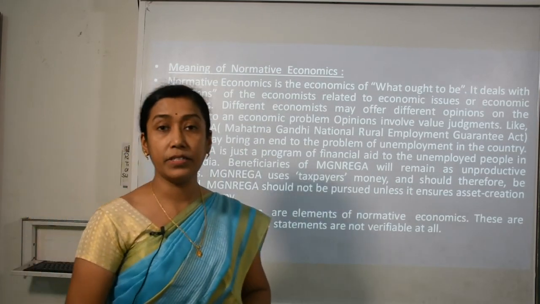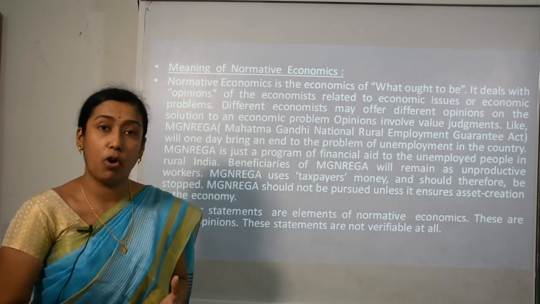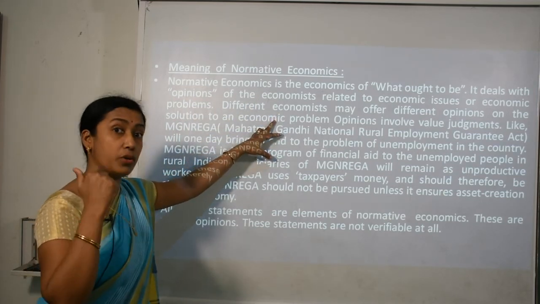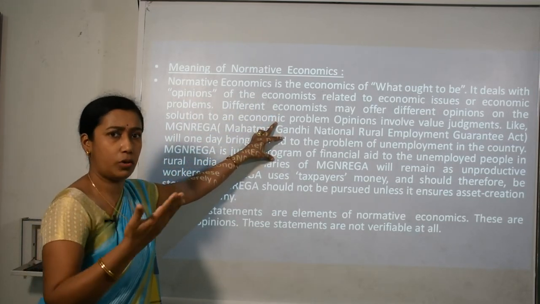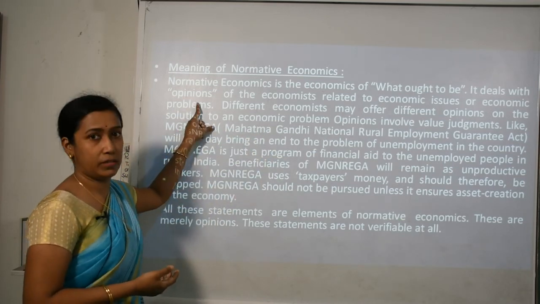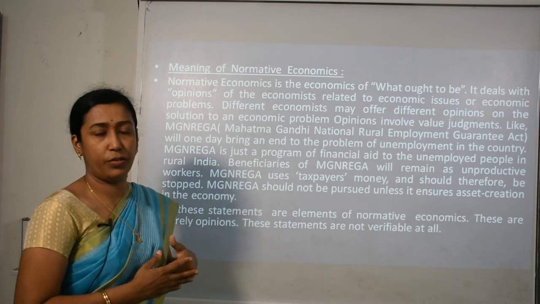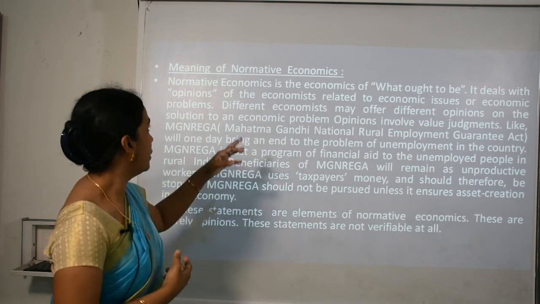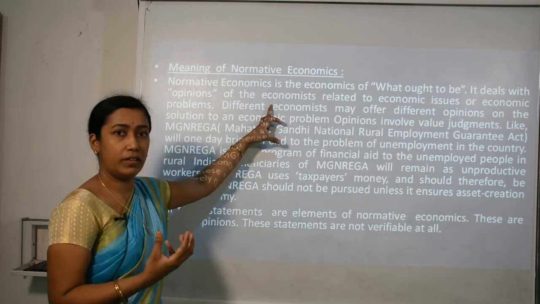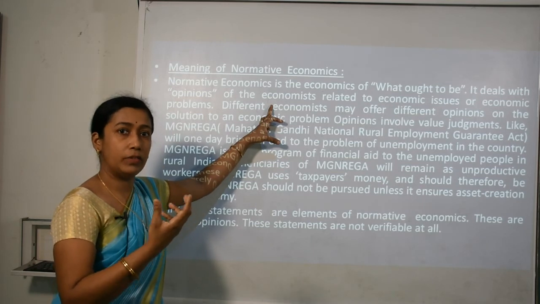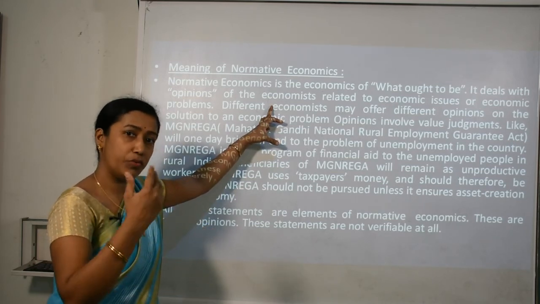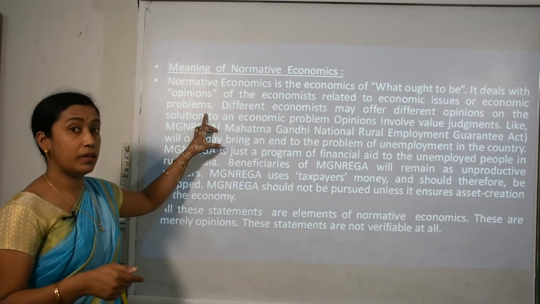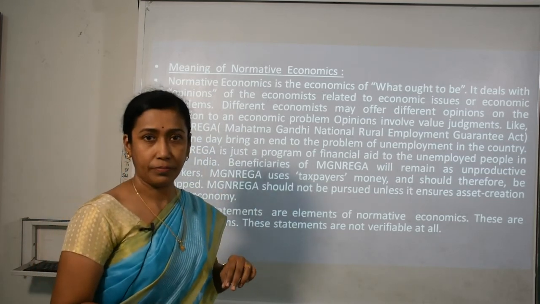Now moving to next, that is normative economics. As I said, normative, norms means rules and regulations. So normative economics is the economics of what ought to be, okay, what can be or what ought to be. It deals with opinions basically. This kind of normative economics is only dealing with opinions and ideas of the economist. That is, there are various economists who are giving certain ideas about the future, what ought to be related to economic issues or economic problems of any country, okay.